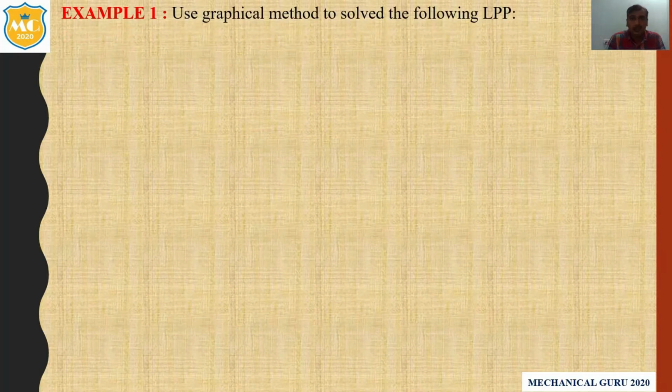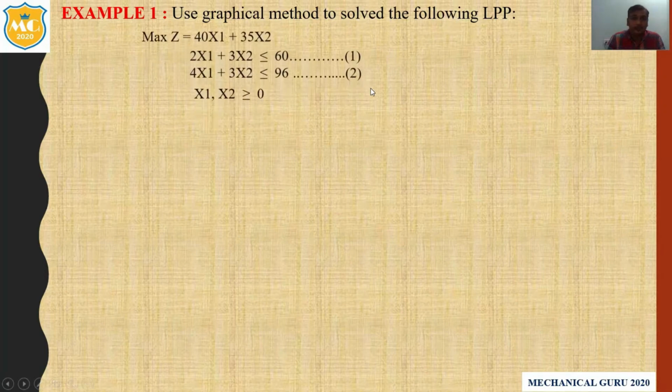Now let's take one example. Use the graphical method to solve the following LPP. The problem is: maximize z equals 40x1 plus 35x2, subject to the constraints 2x1 plus 3x2 less than or equal to 60. This is equation number 1. Second constraint, 4x1 plus 3x2 less than or equal to 96. This is the second equation. And the non-negative condition, x1, x2 greater than or equal to 0. Now we solve the example.